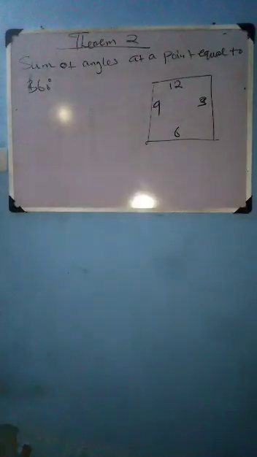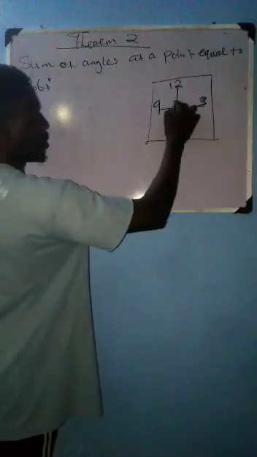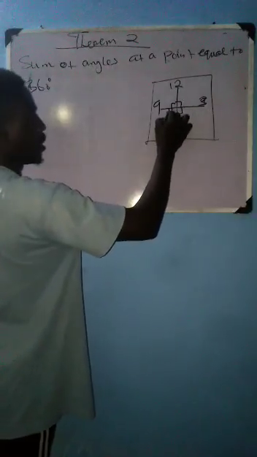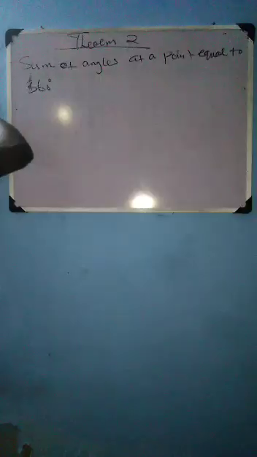Can you see that? 4 quarters. So from here is half. This is 90, 90, 90, 90. 90 times 4 gives you what? 360. So that is how come we have this. So the sum of angles at a point is equal to 360 degrees.